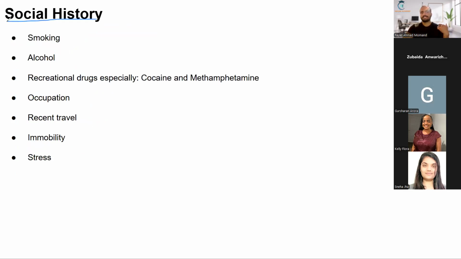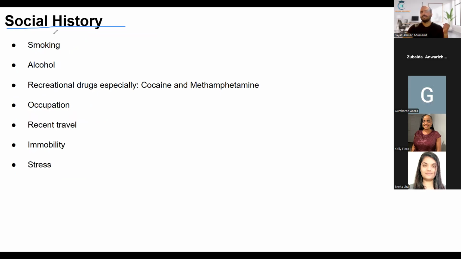Once you're done with family history, then comes social history: smoking, alcohol, recreational drugs. These three have to be covered. We know that it is an emergency, but you have to cover these three. Alcohol can cause alcoholic cardiomyopathy and increase the risk of getting acute coronary syndrome. Smoking can cause acute coronary syndrome and increase the risk of getting embolisms.